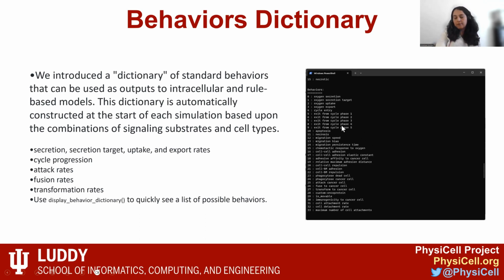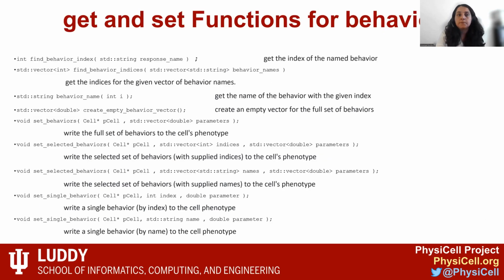You might have different behaviors for your particular project, and you can change secretion, target, uptake, export. I think there would be a change in it in the newer version. I think I have the previous version of PhysiCell here, but mostly it's cell progression, attack rates, fusion rate, transformation rate, and you can display the behavior dictionary and see what behaviors are available for you to modify.